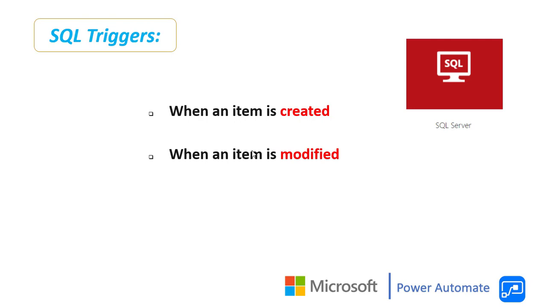It means whenever a new item is created in the table, this trigger will be called. And also, whenever an existing item or existing row is modified, the SQL trigger will be called.